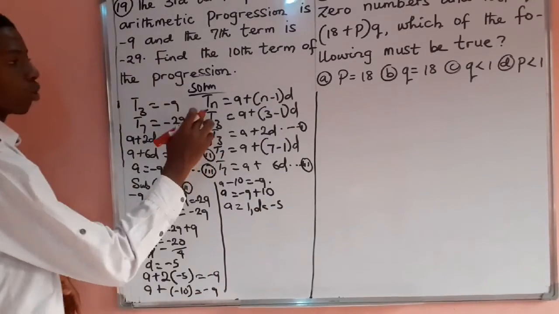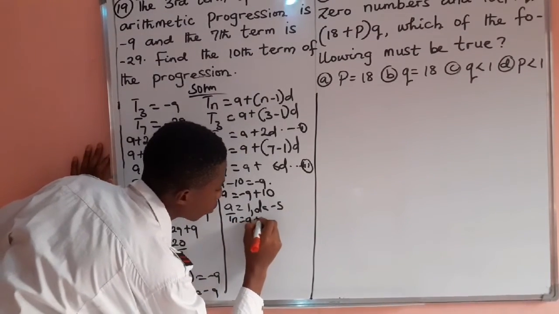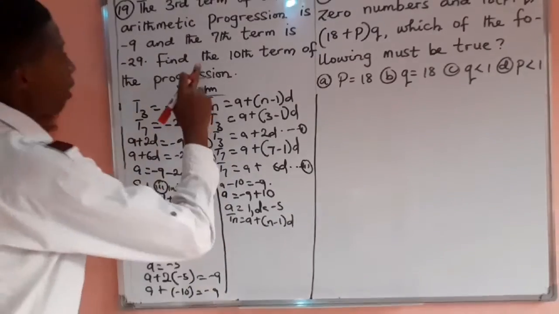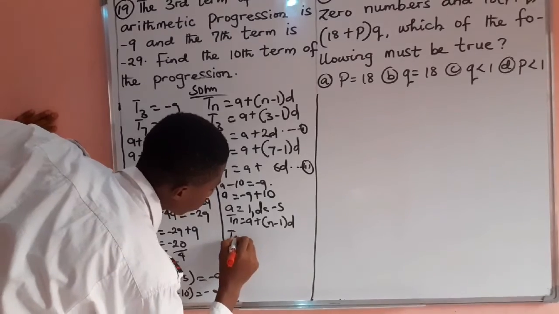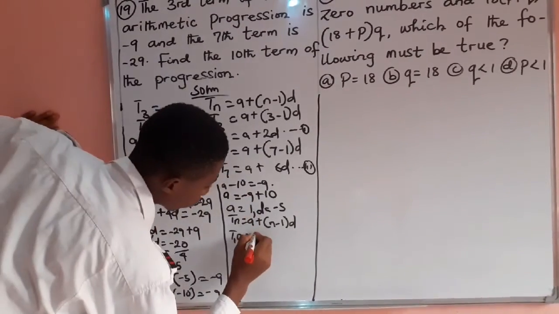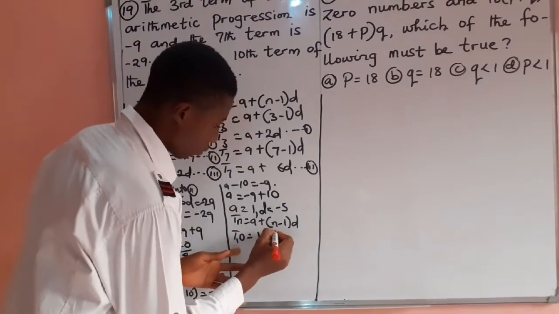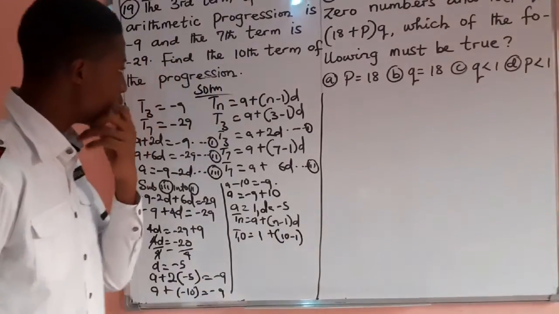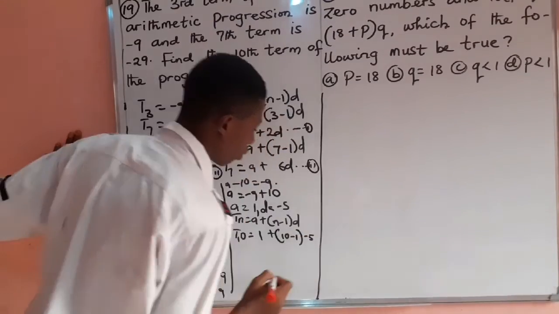So now from the equation we had before, which is Tn is equals to a plus open bracket n minus 1 close bracket d, we're now looking for T10. Since we found our a and d, T10 will give us, our a is what? Our a is giving us 1 plus our n, since we're looking for 10, we'll be having 10 minus 1, close your bracket, and our d is minus 5 from what we've solved.